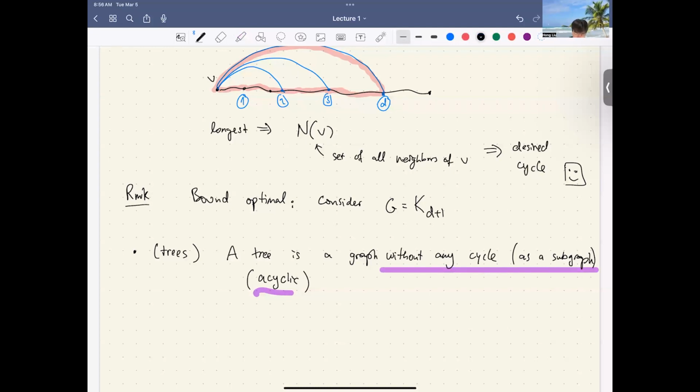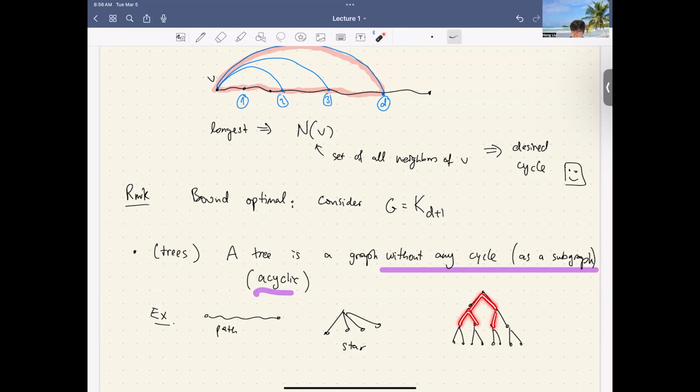Okay. An example: the path we see is a very special tree, right? And this kind of graph is also a tree. People call it a star. You have a central vertex and all the edges incident to this vertex. And there are more complicated trees. This is a very common one, a binary tree. Binary means every vertex branches out to 2. You go down, branch out to 2, and you can keep going. There's no cycle, very easy to check.